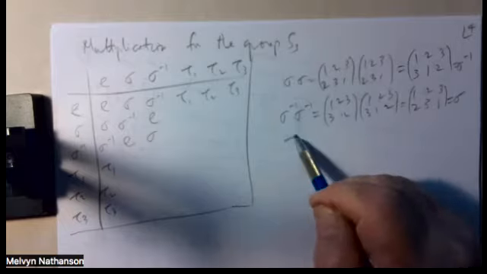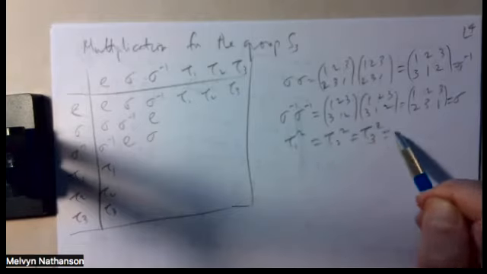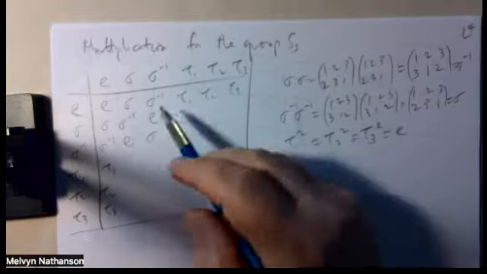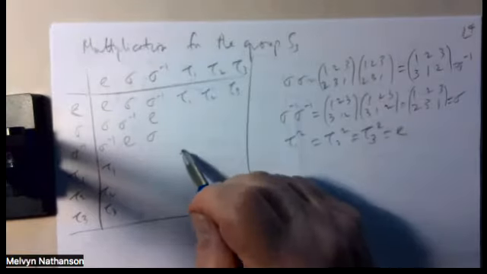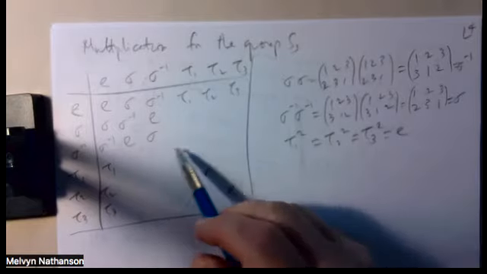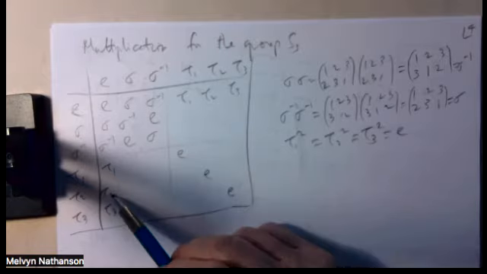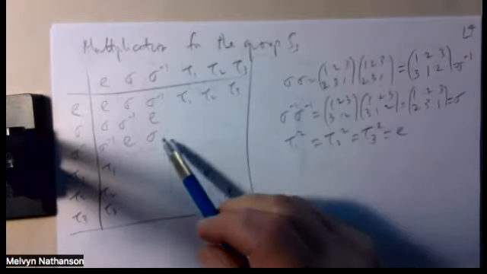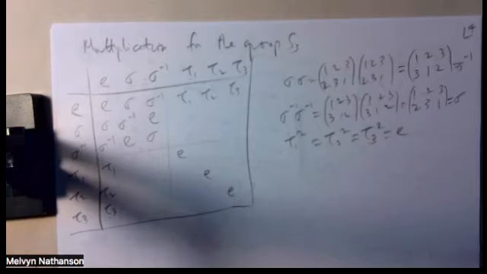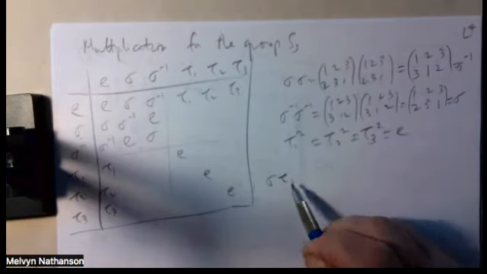We also saw that tau 1 squared, tau 2 squared, and tau 3 squared, these are all the identity. So if you go down this main diagonal, you get E, E, E, like this. This is tau 1 times tau 1, tau 2 times tau 2. But we still have to fill in all this other stuff. This is sigma tau 1. What is sigma times tau 1?